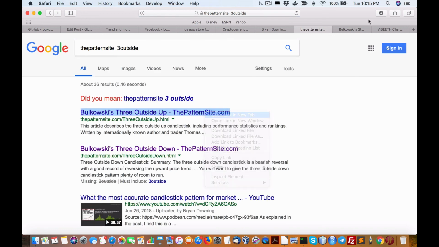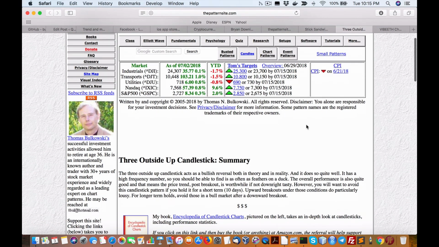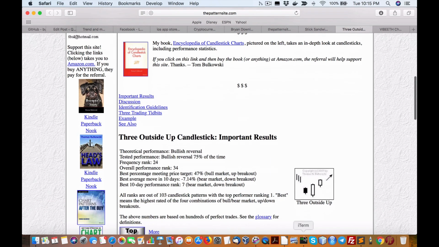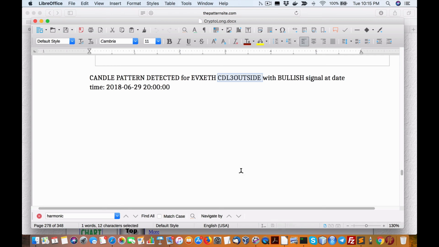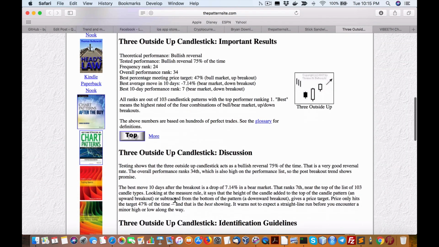So that's an up. So it's a bullish reversal, bullish 75% of the time. Let's just make sure we got that. So that's on the 29th. What does the pattern look like? Down and then two up. Testing shows it's a very good reversal rate.